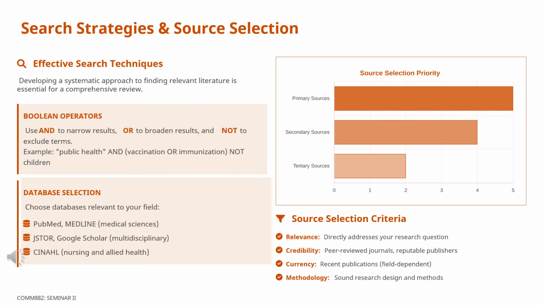For example, you can use a keyword like public health and vaccination or immunization, not children.